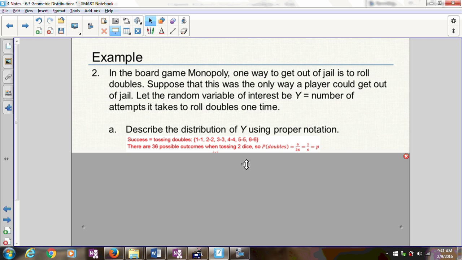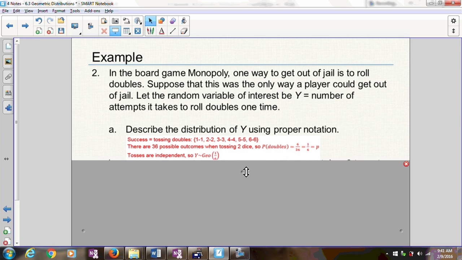If I'm tossing dice, I also have independence. And since I'm looking for the number of tosses it takes to get a double, then this is a geometric distribution because the tosses are independent. So I'd say y is distributed geometrically with a probability of success of 1/6.